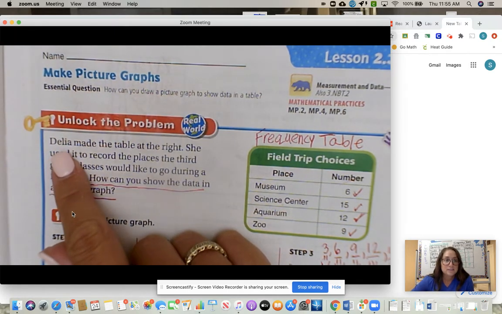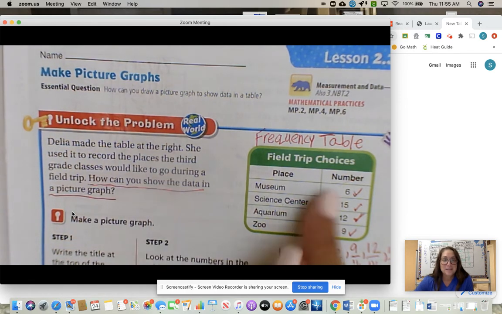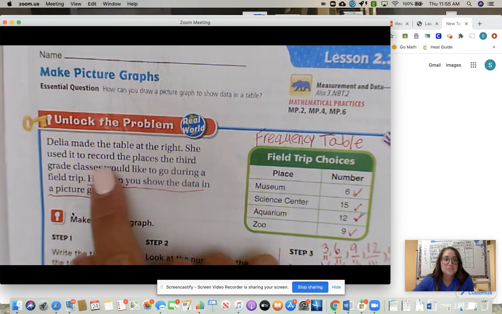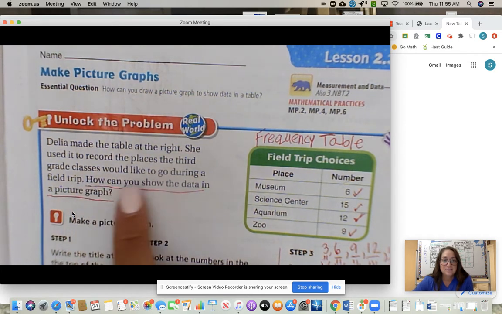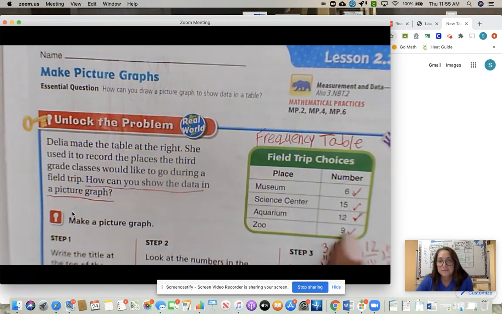So our question is, Delia made the table at the right. She used it to record the places the third grade classes would like to go during a field trip. How can you show the data in a picture graph? All right, so we have a frequency table and we need to turn it into a picture graph. That is what it's asking.